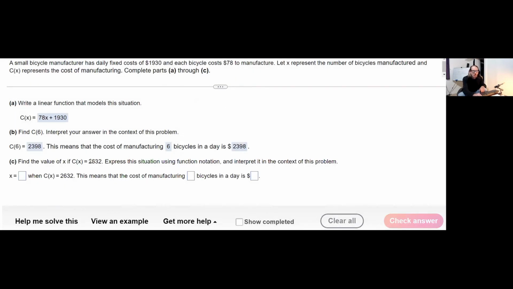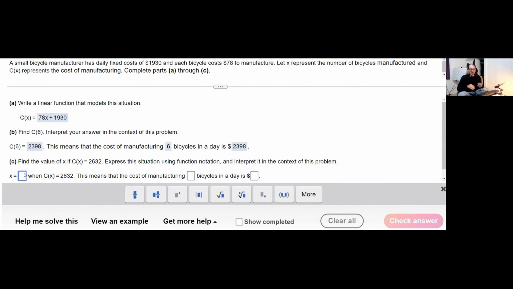If, on the other hand, we know that the cost was $2,632, we're solving for x. That means that we are looking for how many bicycles were manufactured for that cost. I expect, since the cost is more than what we found in part B, that more bikes are being manufactured. So what I would be doing, again, I'm going to use this space to type out some work and then erase some stuff.